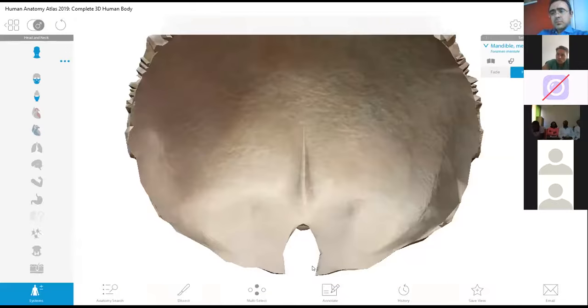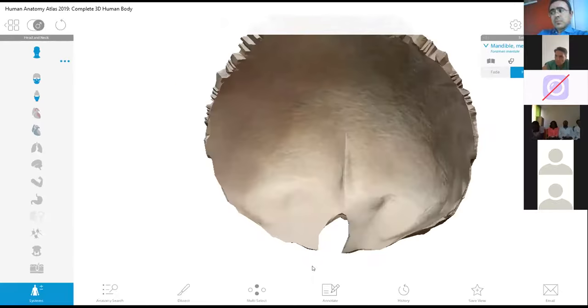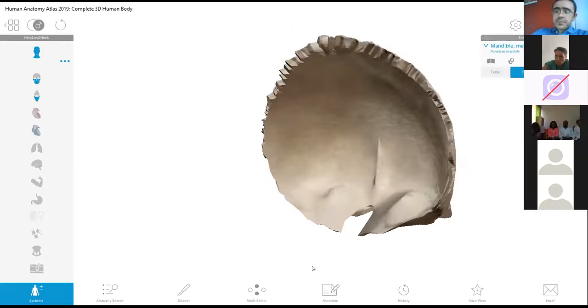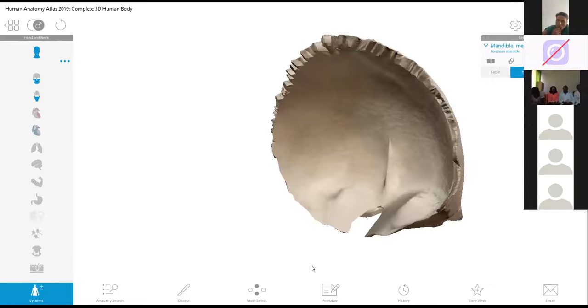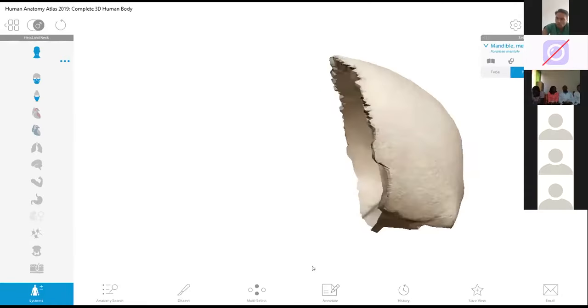So this is the internal surface. We spoke about the orbital part of the frontal bone. We spoke about the squamous part of the frontal bone. And then there's a nasal part of the frontal bone. This nasal part of the frontal bone plays a role because it contributes to the roof of the nasal cavity.